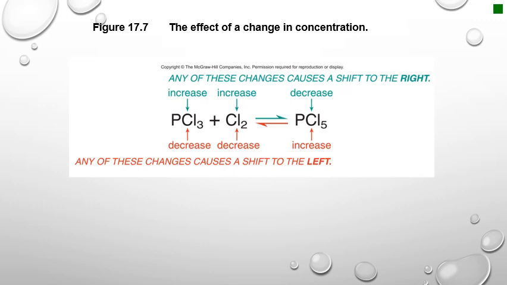On the bottom in the red, any of these changes would cause the equilibrium to shift to the left, so you could have either a decrease in the PCl3 or the Cl2. In either case, my reactant concentrations would drop, meaning that my ratio would become larger, so now my Q would be greater than K. And then the same type of thing, I would have an increase in the PCl5. That would also increase the value in the numerator, which would then make Q greater than K, causing the reaction to shift back towards the left.